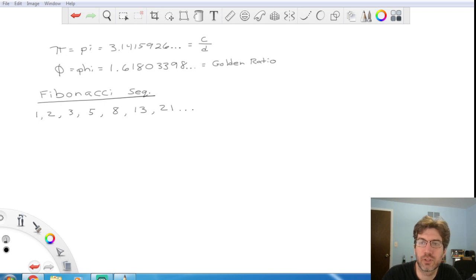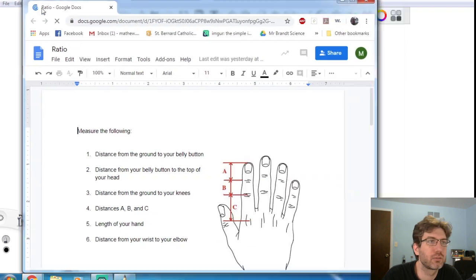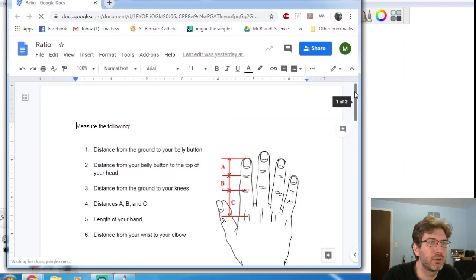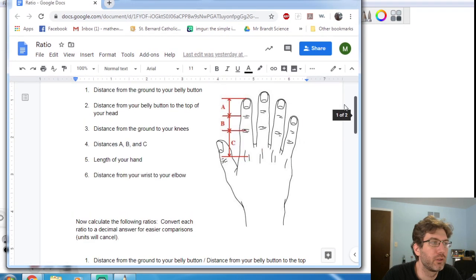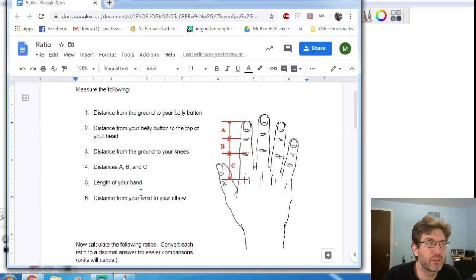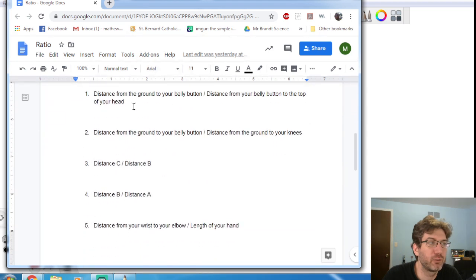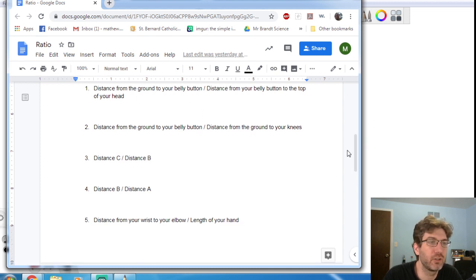Where do I put the numbers I got? Let me bring it up. This here is your document. You should measure your distances, and you should put your distances underneath so you know which numbers they are. Over here is where you should show me your work for things. So distance divided by your belly button distance to ground, divided by distance of belly button to top of your head. Put that number there.